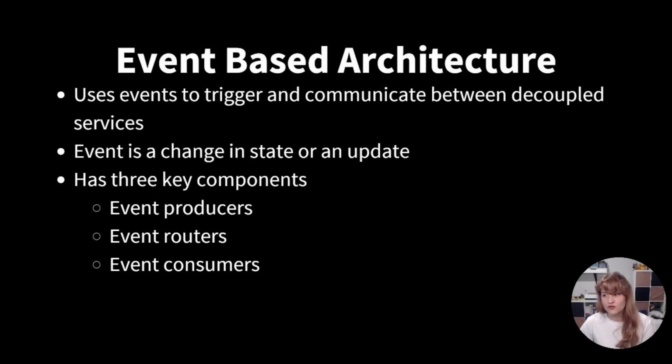Event-driven architectures have three key components. Event producers, which publish an event to the router. The event router, which filters and pushes the event to the event consumers. Producer services and consumer services are then decoupled, which allows them to be scaled and updated and deployed independently.